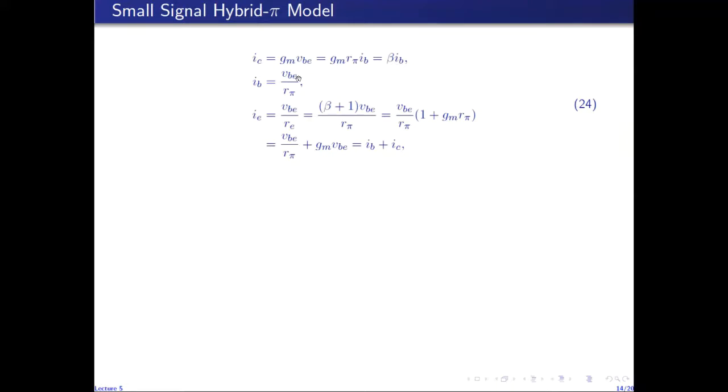And then IB is VBE over R pi, and IE is VBE over RE. RE, again through the resistance reflection rule, is given by R pi over beta plus 1. And beta is, like I said, GM R pi. So we get VBE over R pi plus GM VBE. VBE over R pi is IB, GM VBE is IC. So we get the small signal emitter current as the sum of the small signal base current and the small signal collector current.